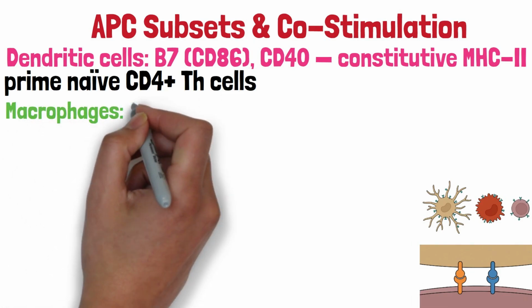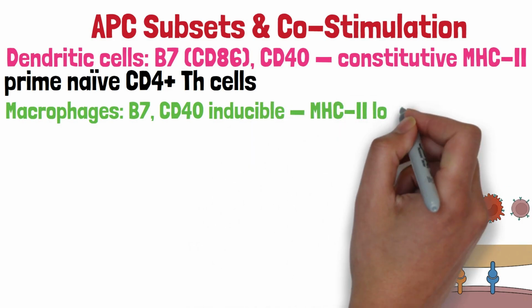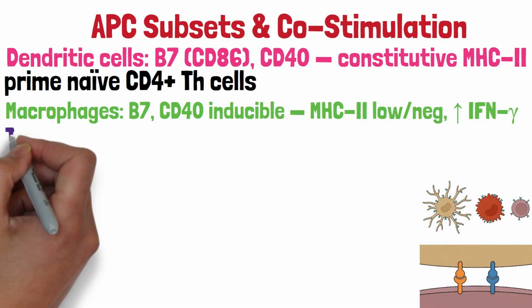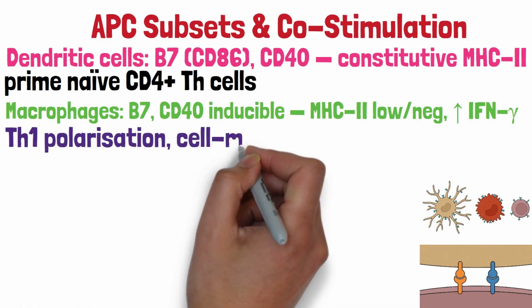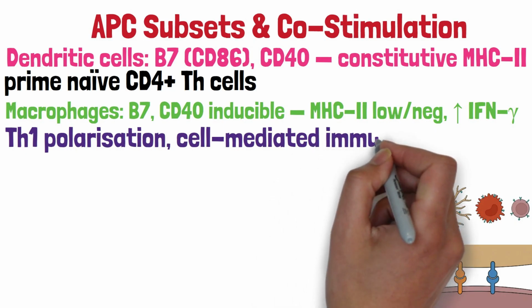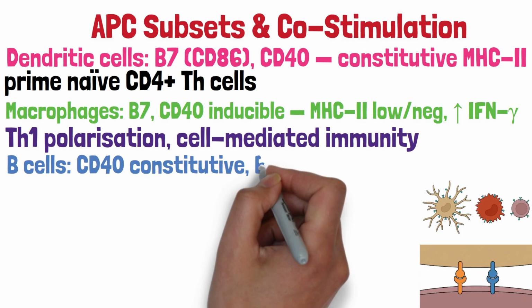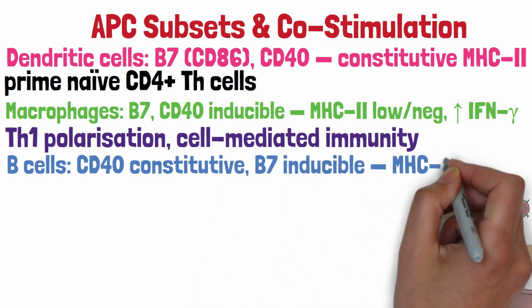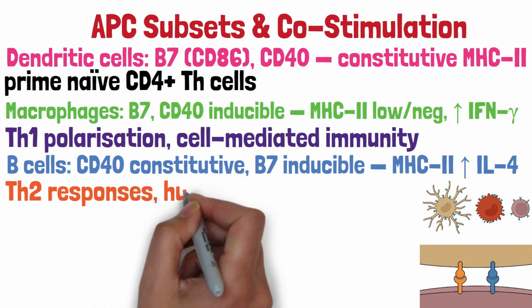Macrophages only express B7 and CD40 when induced, and their MHC-II is normally low or negative until interferon gamma turns it up, which is why their role centers on Th1 polarization and cell-mediated immunity. B cells constitutively express CD40, induce B7, and boost their MHC-II with IL-4, which fits their role driving Th2 responses and humoral immunity.